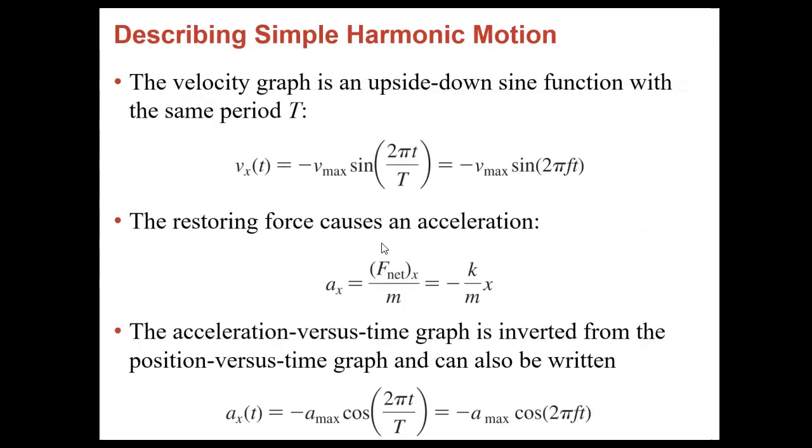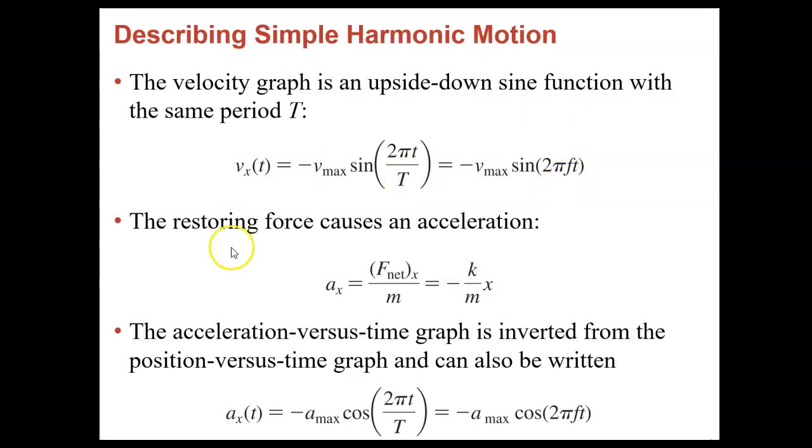The velocity graph is an upside down sine function with the same period. So the formula is negative v max, the maximum velocity, times the sine of 2 pi t over the period. We have time divided by our period, so that's the frequency again.